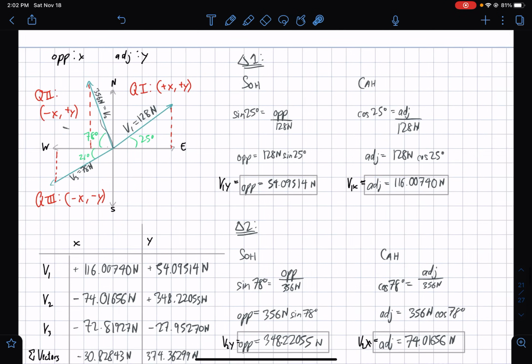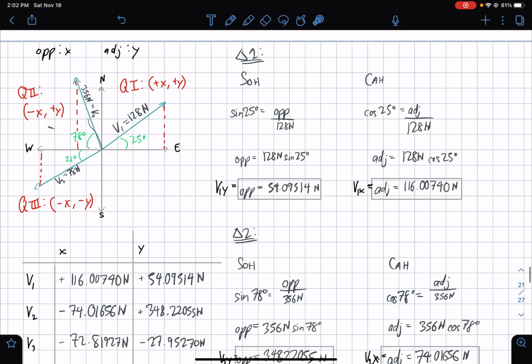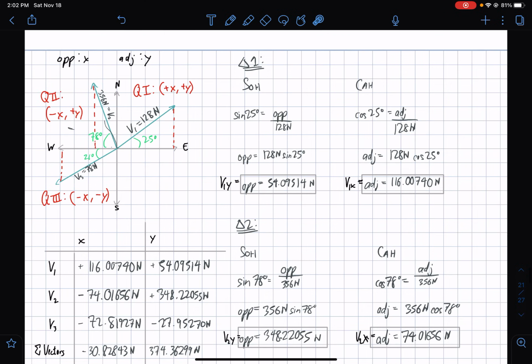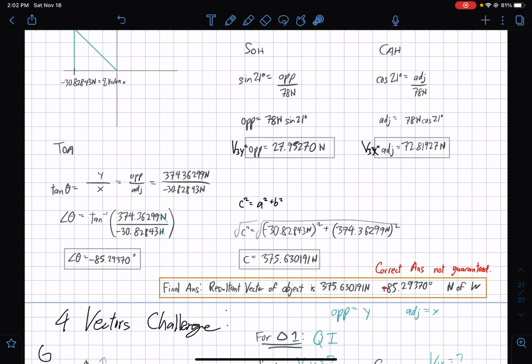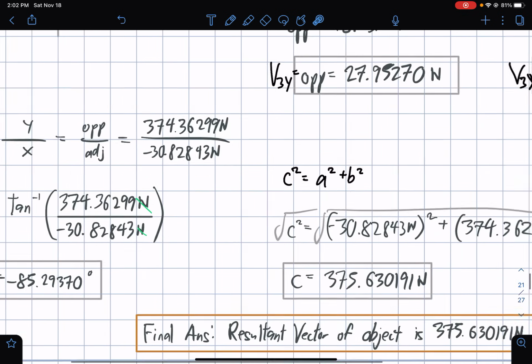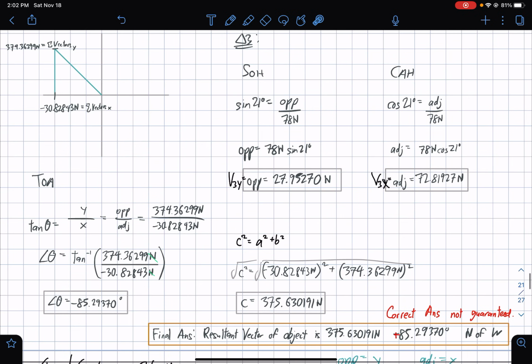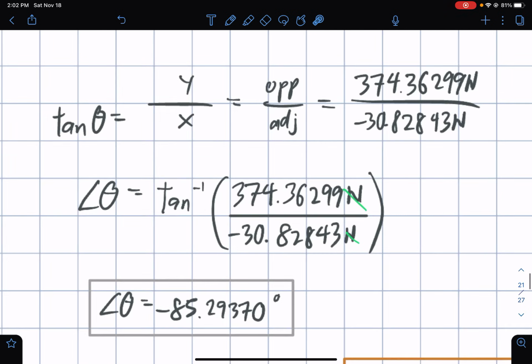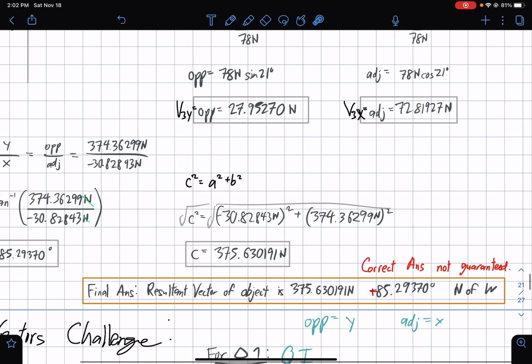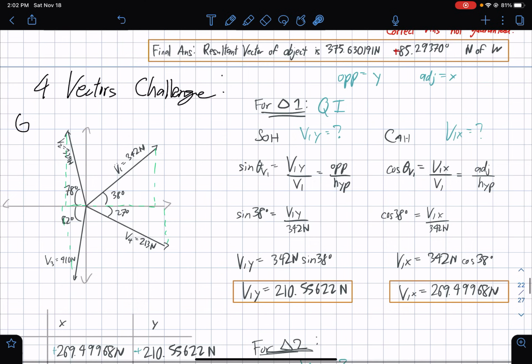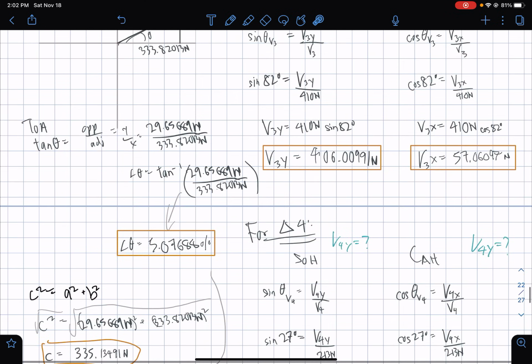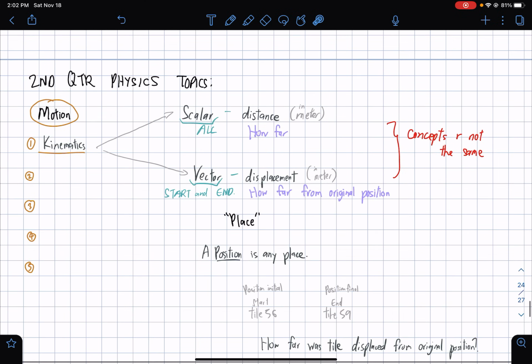This is the same problem that I discussed earlier. This is the first problem on 3 vectors. This is the magnitude and the bearing. Correct answer not guaranteed. 4 vectors challenge, the same thing.